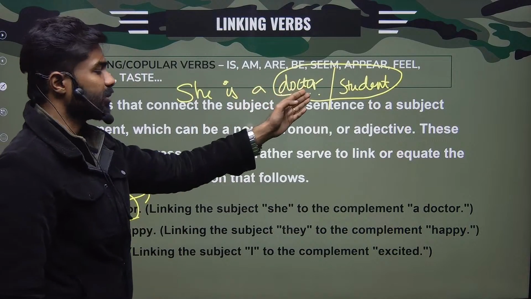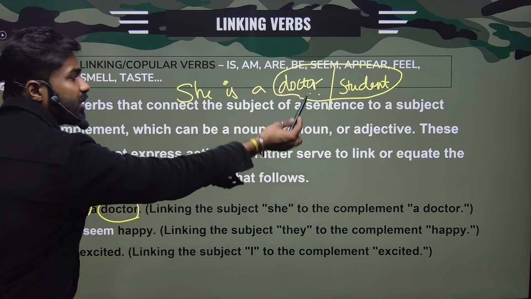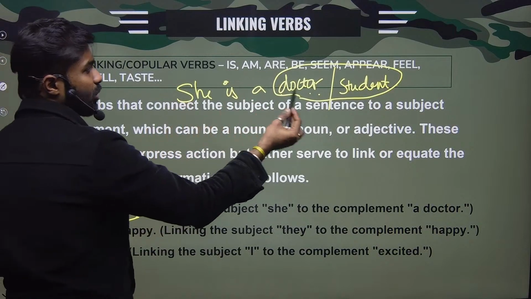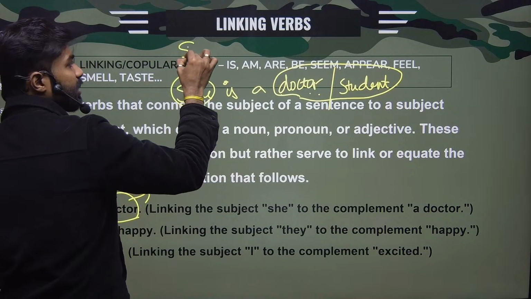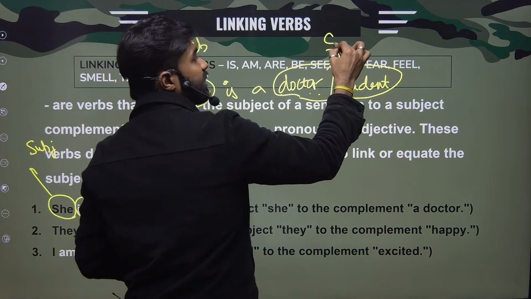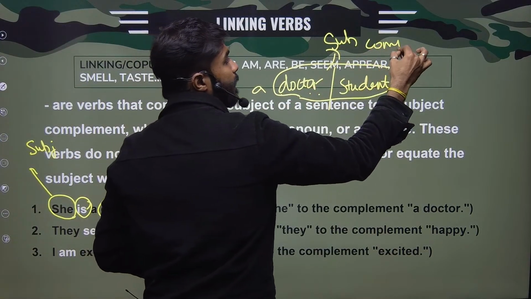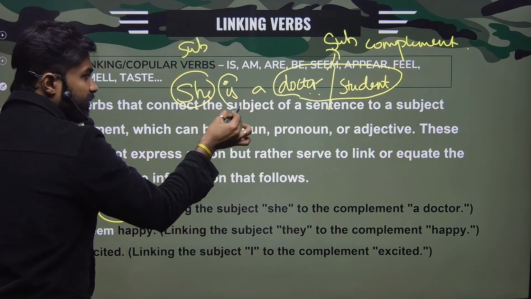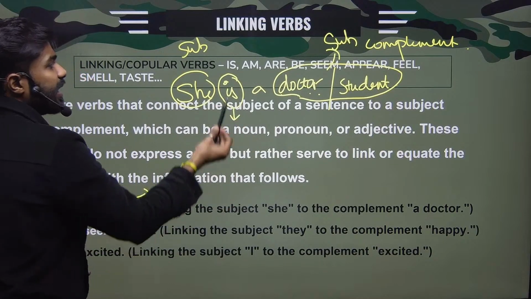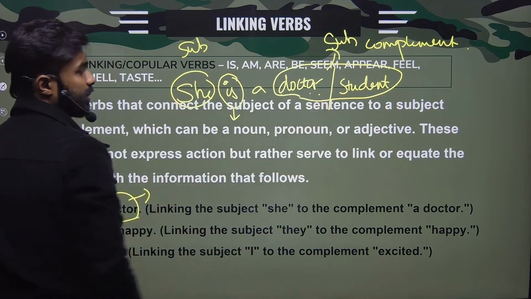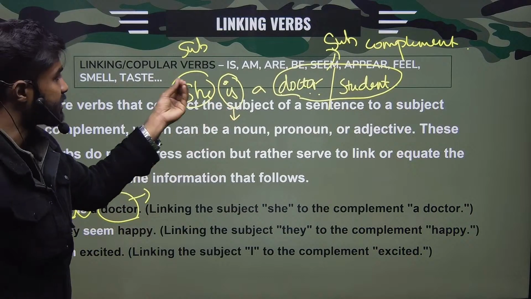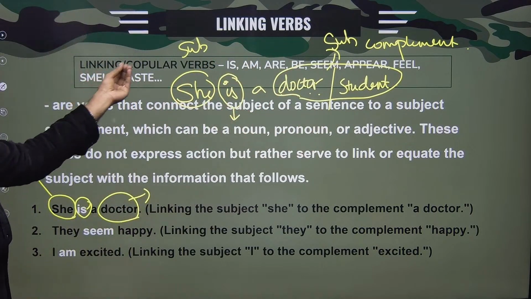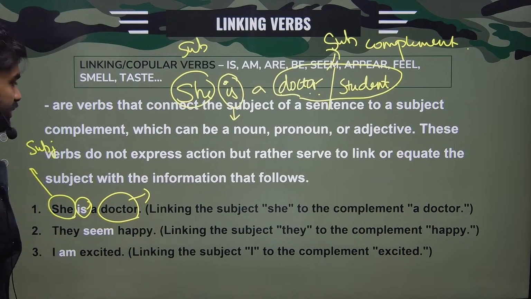Subject ka complement hota hai ye. Kyon? Because it is giving me a total meaning or a complete meaning about it. So when I say she is a doctor or a student, she is my subject, and this is my subject complement. And this is a verb, and this is linking my subject and subject complement. When a verb is linking your subject and subject ka complement, we call it a linking or copular verb. Very simple. Clear?